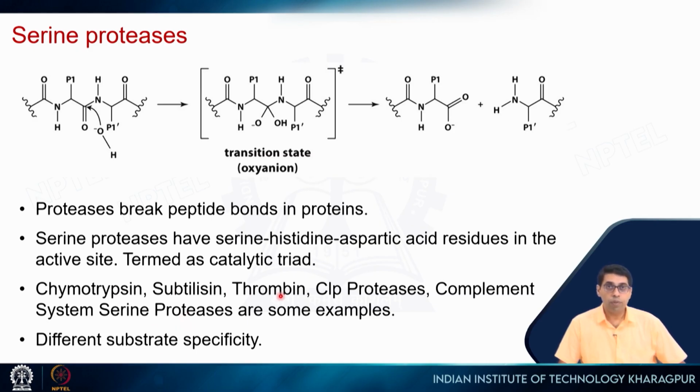Now these different proteases have different substrate specificity. Some proteases have no specificity, so they do not care what is P1 and what is P2. Some care what is P1 and what is P1 dash, some care what is P1 dash, and some proteases have very high specificity, meaning that not only these two but also the neighboring amino acids will determine whether the enzyme will cleave it or not, right?